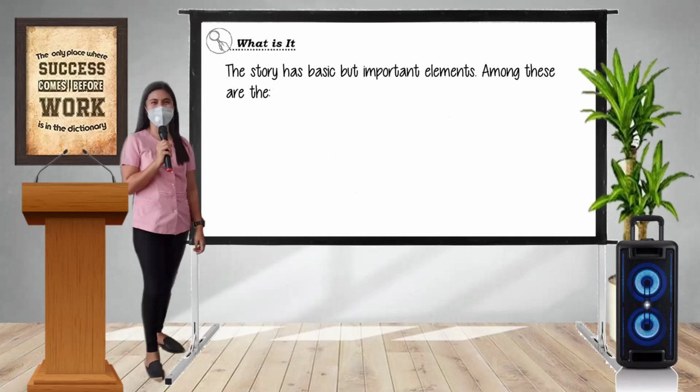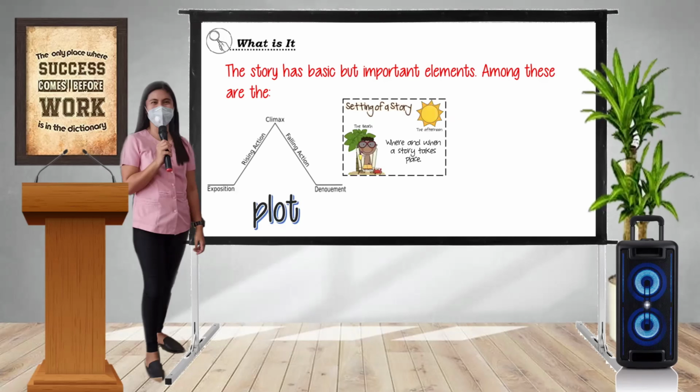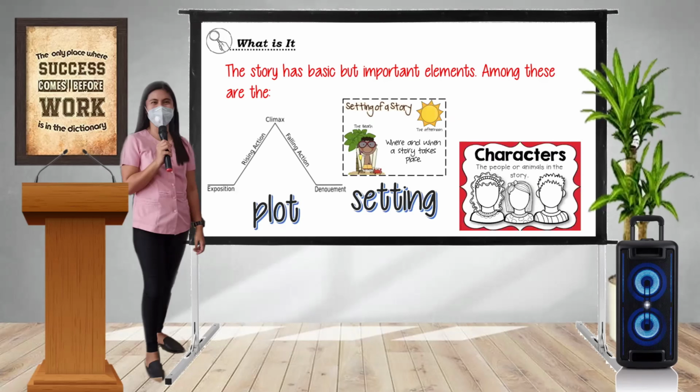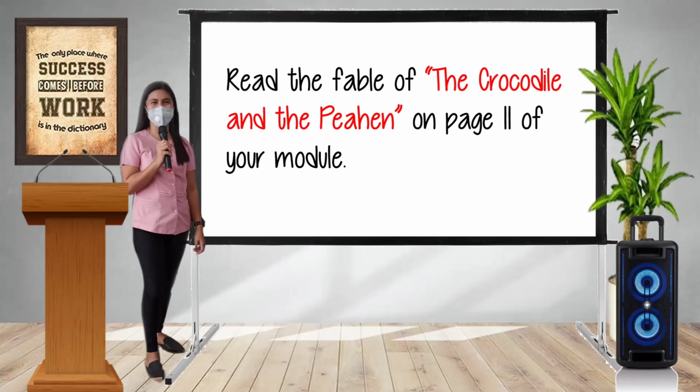The story has basic but important elements. Among these are the plot, the setting, and characters. Now you read the fable of the crocodile and the peahen on page 11 of your module.